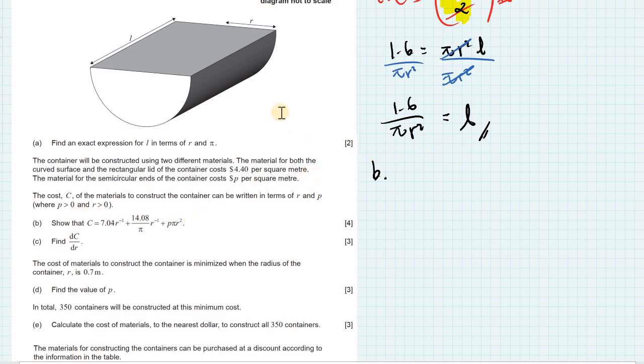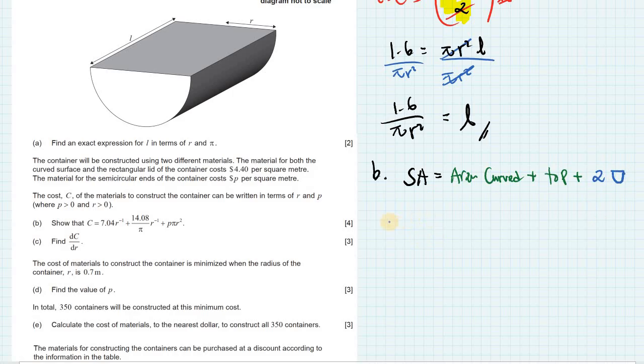So first, let's calculate the surface area of this. I will divide it into two parts. The first part, let's use the green. The green one is the one with the cost of 4.40. So it's half of the blanket of the half cylinder. So we will have the area of the curve, plus the top part, plus the half circles. We have two half circles, two semicircles.